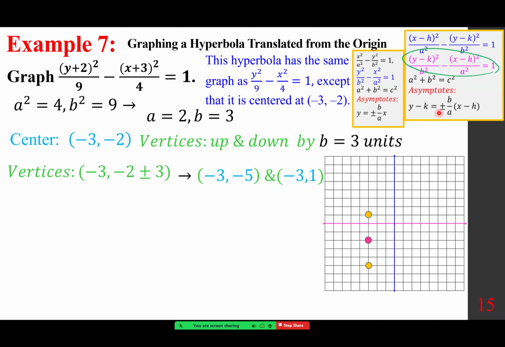We're going to go with this formula: y minus k is equal to plus minus b over a times x minus h. So instead of this, we're going to put y plus 2, plus minus b is replaced by 3, a is replaced by 2, x minus h is replaced by x plus 3. Just in essence, put this parenthesis here, put this parenthesis here. It's that simple. Now, I'm going to assume you can distribute the 3 halves, and then you move the 2.